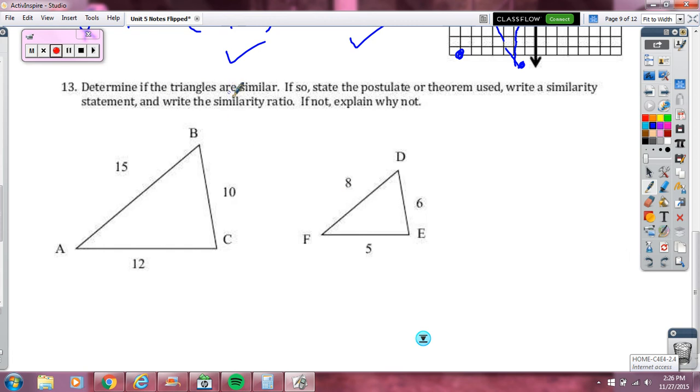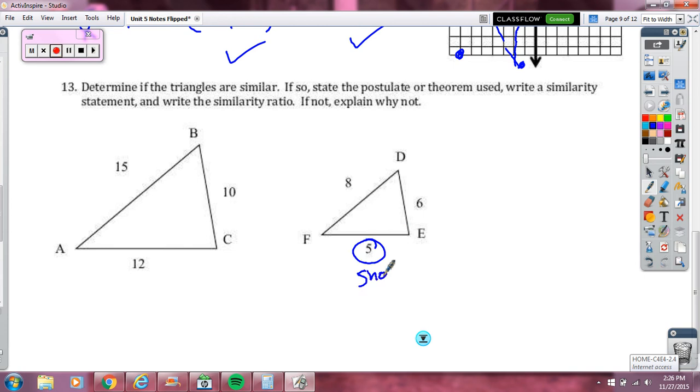13. Determine if the triangles are similar. If so, state the postulate or theorem that you used, write a similarity statement, and write the similarity ratio. If not, explain why not. Okay, so it looks like it's going to be side, side, side, but I can't tell for sure. I have to first set up my proportions.